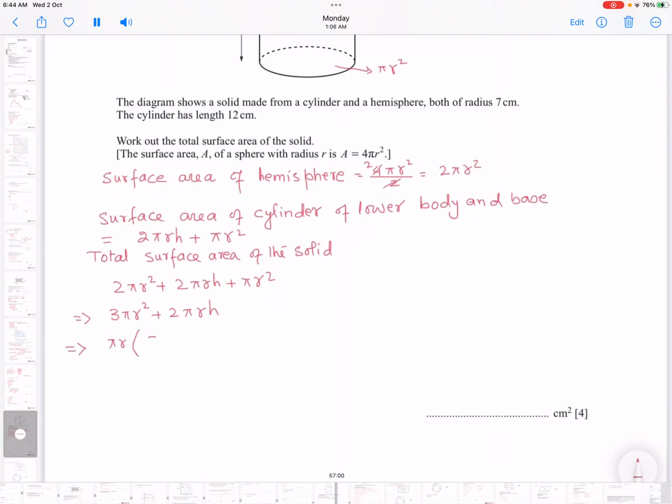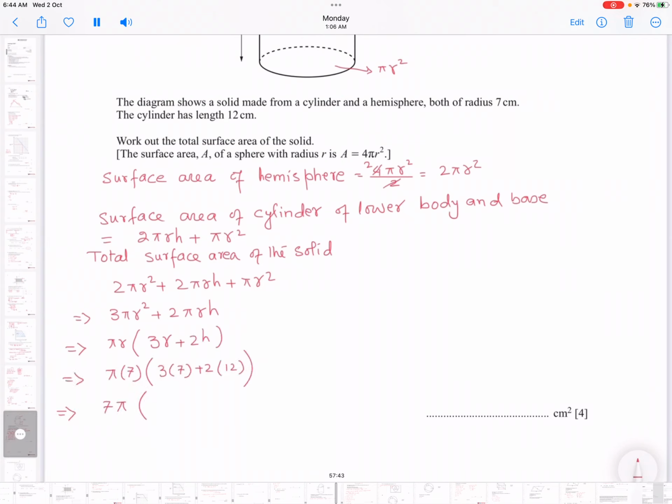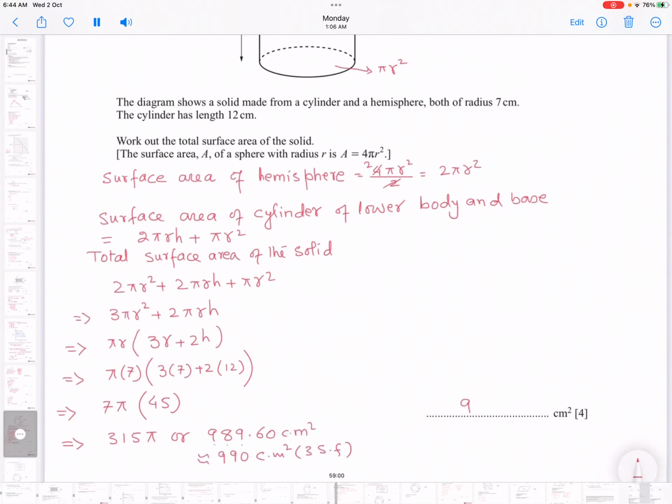Now place the values. If you further simplify it, it would help you. So take pi r as a common, so 3r plus 2h. Now place the values. You get 315 pi or 989.60 centimeters square. So 990 is 3 SF.